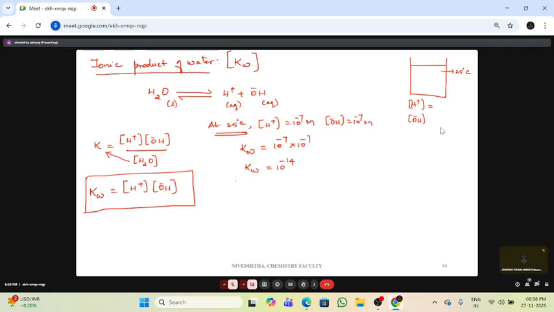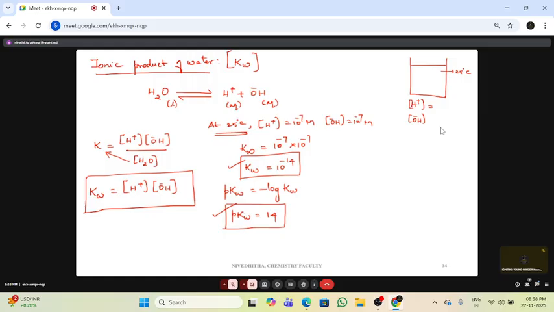Now we're going to calculate pKw. pKw is nothing but minus log Kw. Kw value is 10 power minus 14, then what will be the value of pKw? 14. Very good, it is 14. Whenever the temperature is 25 degrees Celsius, the Kw value is 10 power minus 14 and the pKw value is 14.